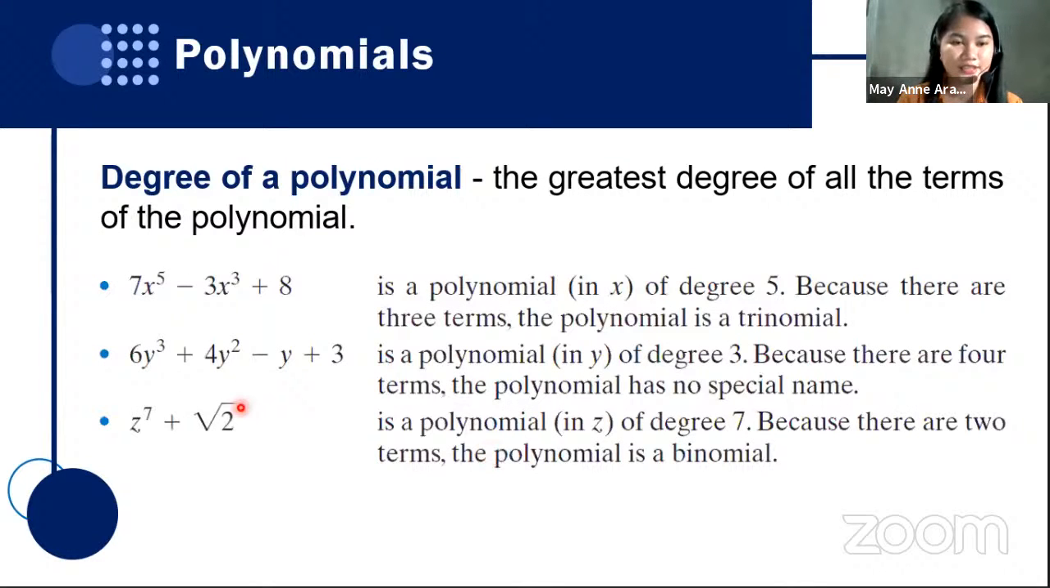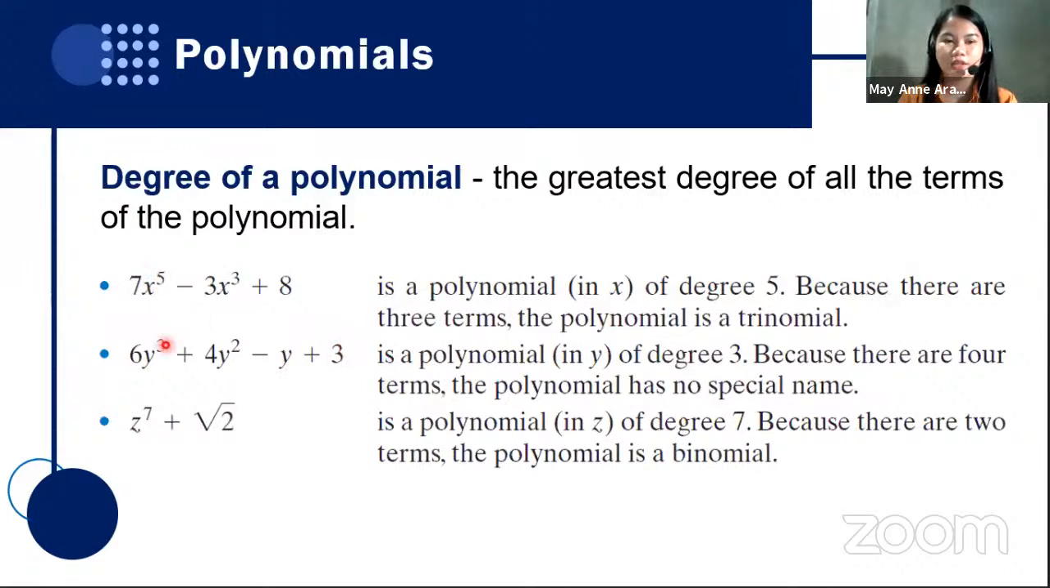Okay, for this example, 7x raised to 5 minus 3x cubed plus 8. So here, the degree of this polynomial is 5. So titingin lang kayo dun sa may highest exponent. Hindi kayo titingin dun sa number na malaki dito ha, sa coefficient. Dun lagi sa degree. Okay, the degree is 5 here.